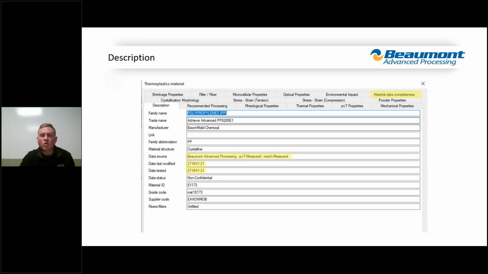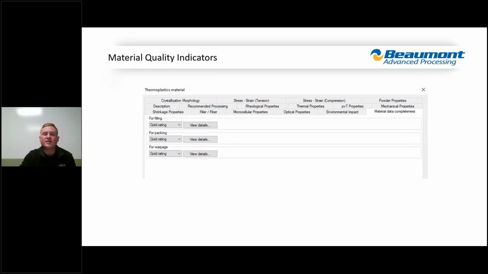And then up in the right-hand corner, we see a tab called the Material Data Completeness. These are the Material Data Completeness indicators. And what they are is they're a gold through bronze rating that many people that work with Moldflow are familiar with, that give you an idea of not the quality of the testing that was done, but how thorough it was tested. In this case, you can see in the material file, we have filling, packing, and warpage indicators.